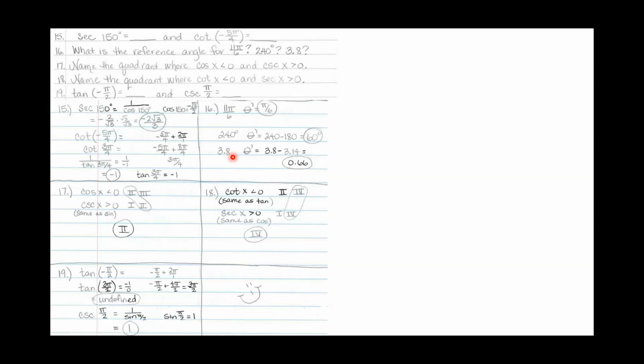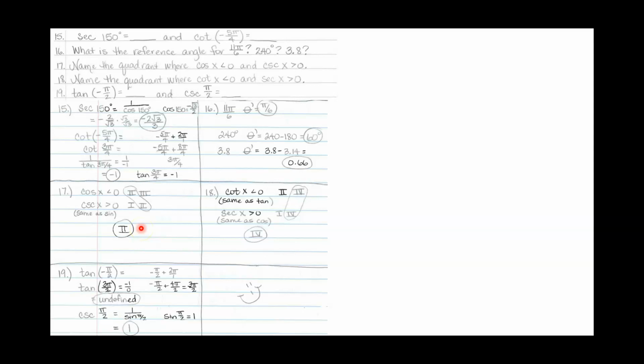All right, then 17, we want to know what is the quadrant where cosine is negative and cosecant is positive? Well, cosine is negative in the second and the third quadrant. Remember, it's the same thing as x. And then cosecant is the same thing as sine, or y. So sine, or y, is positive in the first and the second. So the only place that both of those things could be true would be the second quadrant.